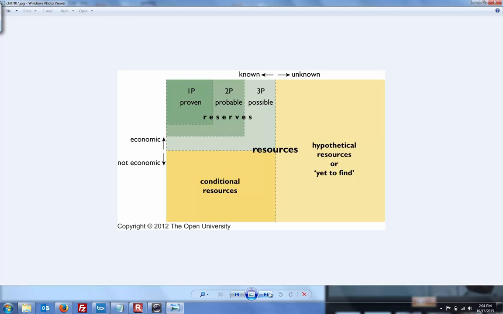Okay. And then again, these conditional resources will fall into one of these 3 categories. And then over here is just everything that's yet to find.